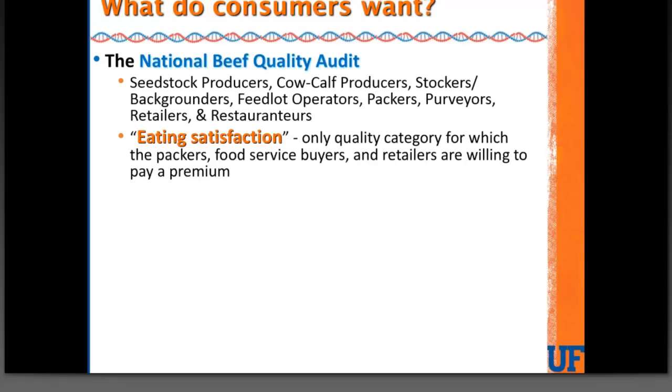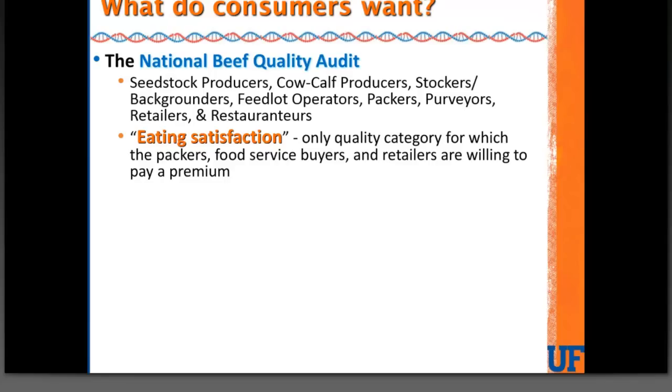And if we take a look at the 2011 National Beef Quality Audit, this is a comprehensive survey that evaluates beef industry efforts to improve beef quality. It's conducted every 5 years since 1991, but in 2011, the only quality category that was identified by packers, food service buyers, and retailers for which the sectors are willing to pay a premium was eating satisfaction. And when I say it is eating satisfaction, we really mean tenderness, juiciness, and flavor.